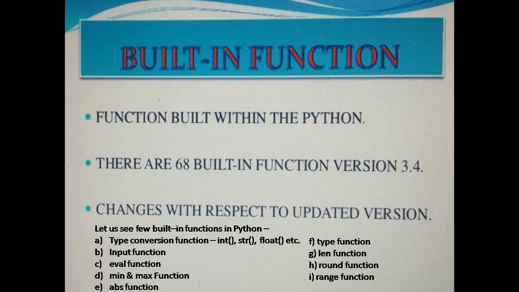As we know, built-in functions are predefined functions, they are previously present in Python. So, different versions of Python contain different numbers of built-in functions. For example, in version 3.4, we have about 68 built-in functions in Python. And depending upon the version, there will be a change in the number of built-in functions. Let us see a few of the built-in functions in Python.